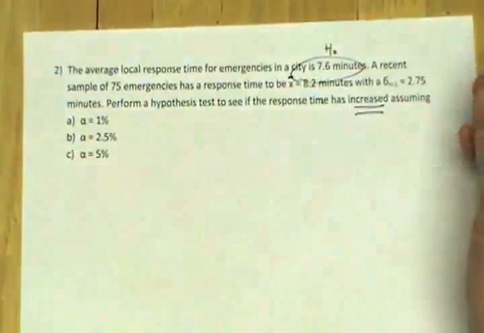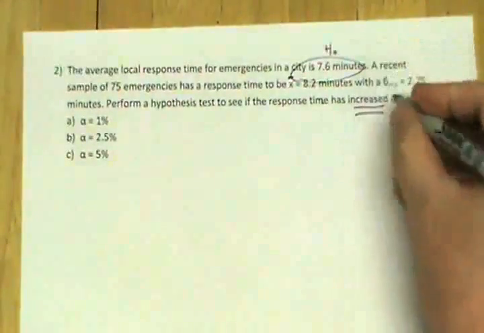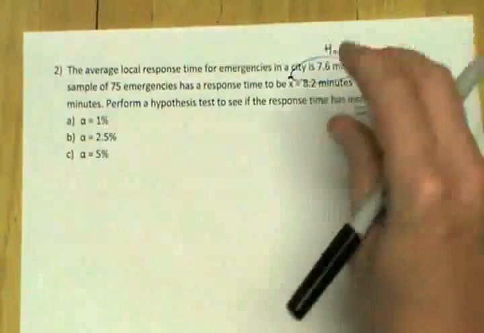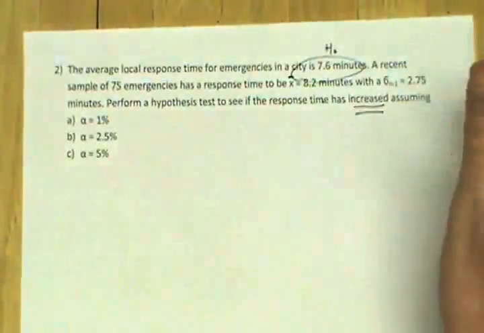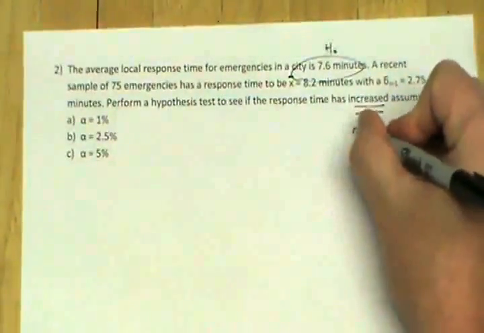All right, the key word there is increased. That means increased or more than. If you're looking at a mean in the middle, increased would be always to the right, so this is a right-tailed test.